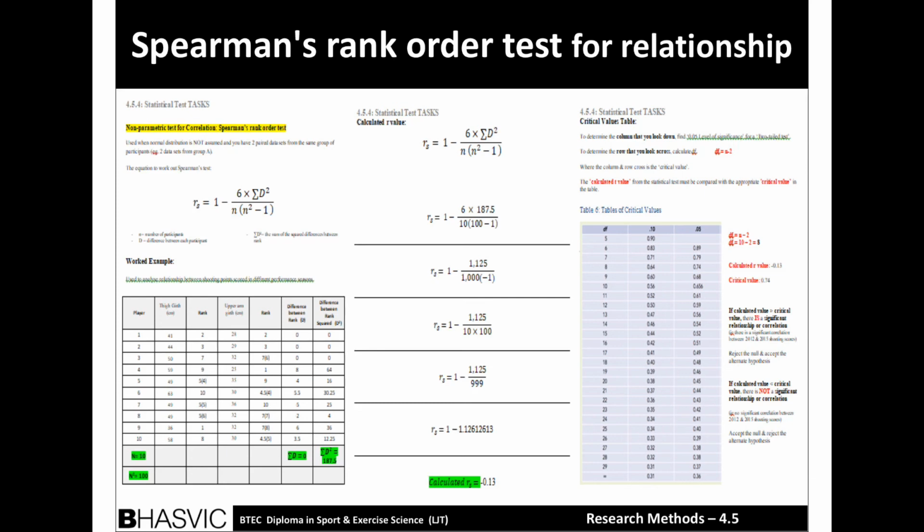You need to subtract the number of participants by 2, which leaves us with 8. You then move down the critical table values until you reach 8 and move across to 0.5. This leads you to a value of 0.74. This is our critical value. Our calculated value is minus 0.13, and so is smaller than the critical value, meaning there is no significance.